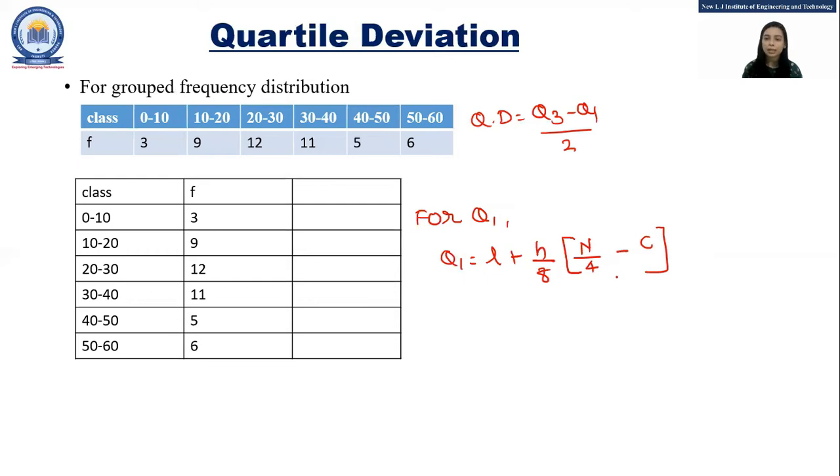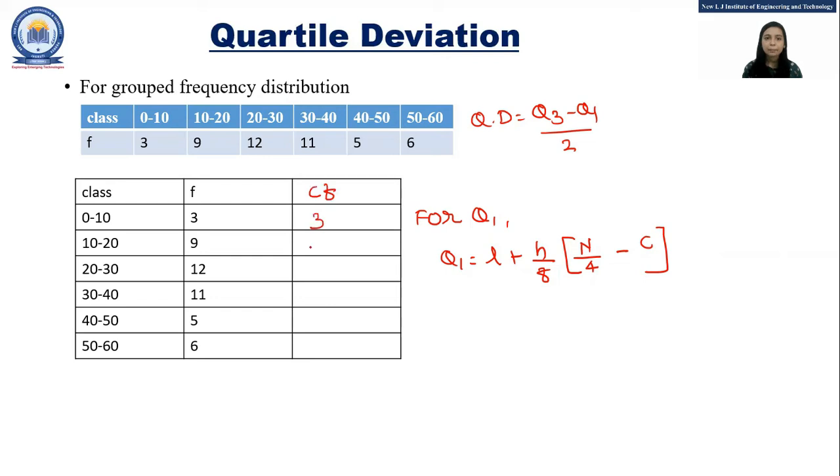Now, what is the Q1 class? You can decide the Q1 class from the N by 4. This we have already discussed in the median as well. In median, we decided the median class from the N by 2. Over here, we are deciding the Q1 class from the N by 4. So for that, we require the cumulative frequency.